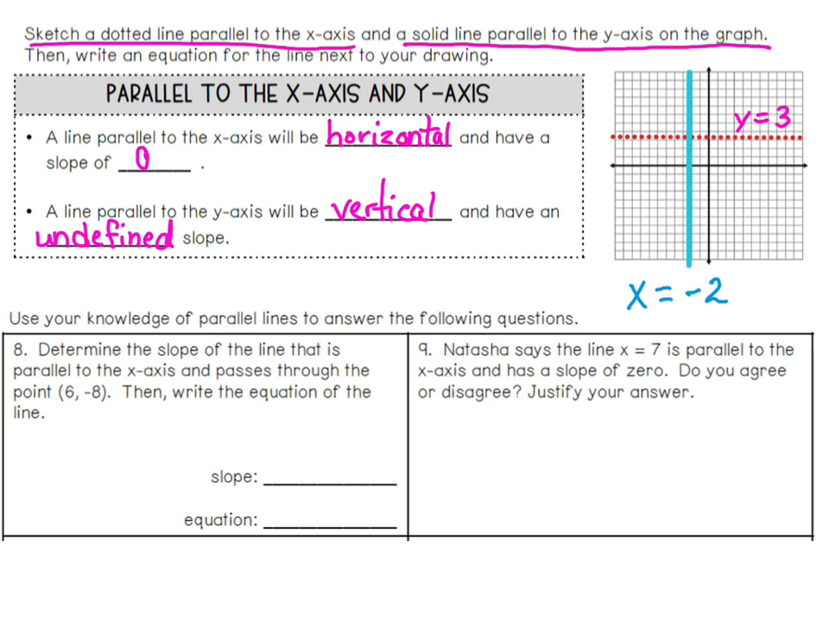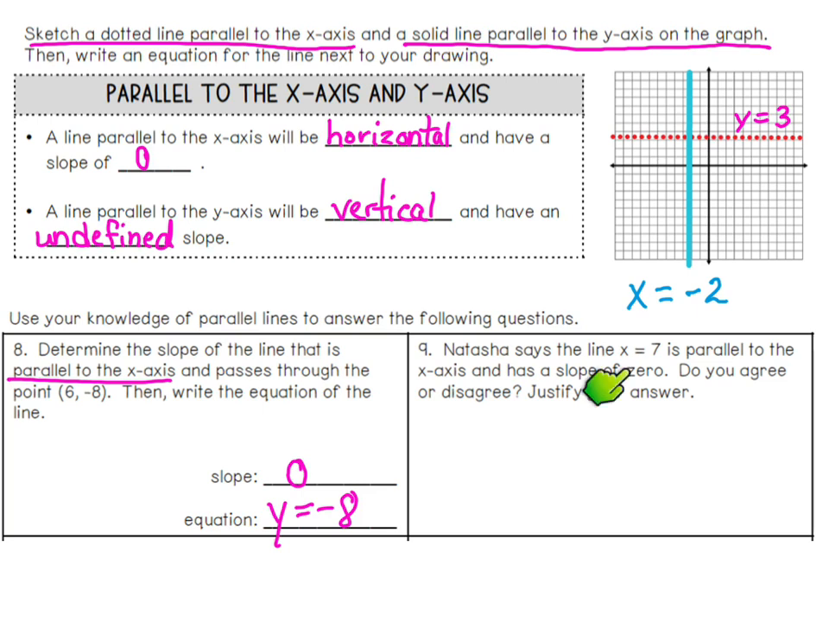All right. Now, let's go down here. Determine the slope of the line that is parallel to the x-axis. So remember, if it's parallel to the x-axis, it's going to begin with y. Well, all you have to do is look at the y value. So the slope is 0, and the equation is y equals -8. Okay, let's back that up. We got ahead of ourselves.